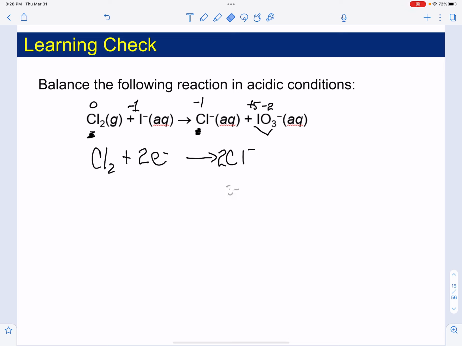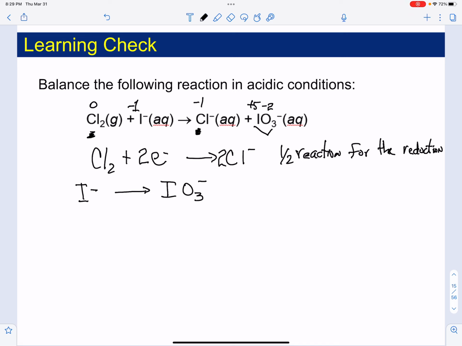This is my half reaction for the reduction. And we know it's reduction because the electrons are part of the reactants. Reduction, reactants. So the electrons are part of the reactants on the reduction. What about the other part? On the other part, I have the iodide becoming iodate.